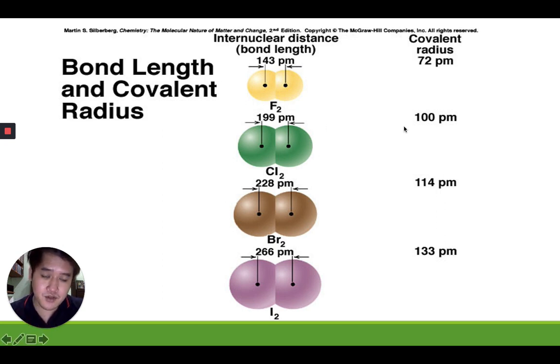The same thing with fluorine. The covalent radius for the fluorine atom is 100 picometers, and the internuclear distance between them is almost 200, which is basically double the covalent radius. All right.